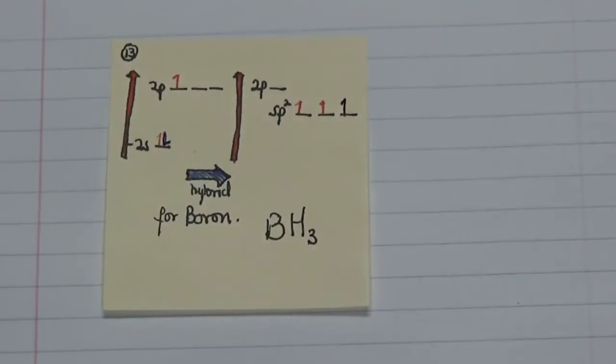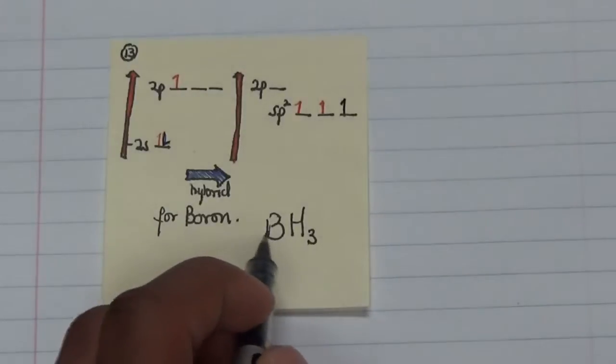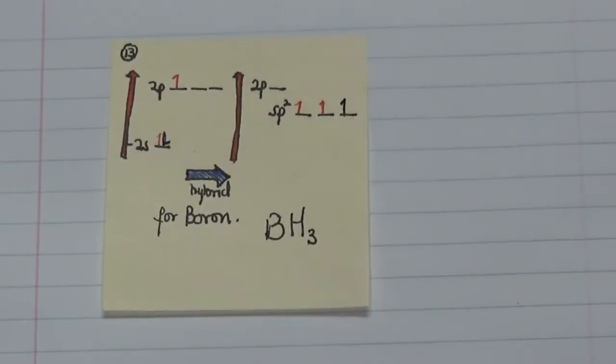So this sp2 hybridization corresponds to the trigonal planar geometry that is formed in this process. This will be a planar compound in that case, and the angle that will be formed will be 120 degrees between the boron and hydrogen bonds.